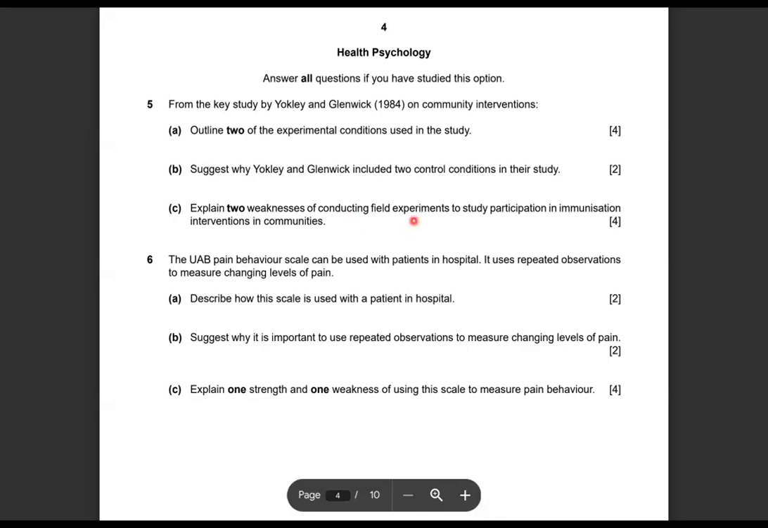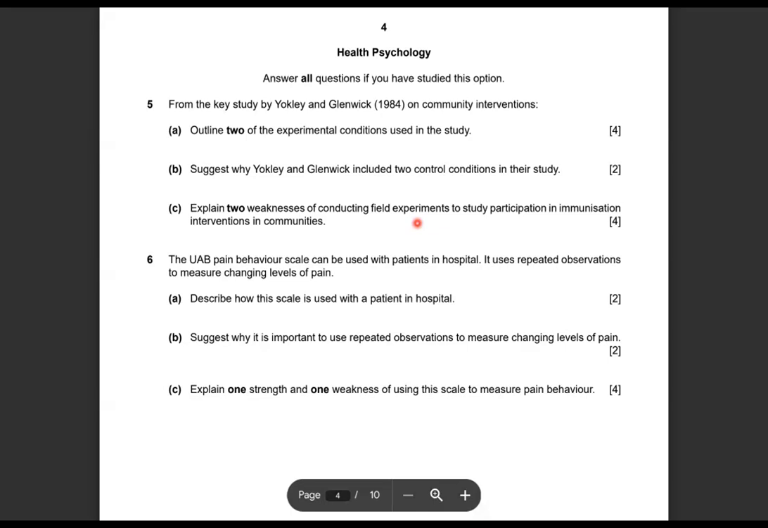2 weaknesses of conducting field experiments, right? So again, research methodology, you should know your weaknesses of a field experiment in relation to this study. So, field experiments, more difficult to control variables compared to a lab, which can lower validity. Give an example related to the study. Participants may not be aware that they're part of a study, which could obviously be unethical. And at the same time, if you haven't volunteered for a study, then we might not be as motivated to participate actively in the study either, which could affect the results.